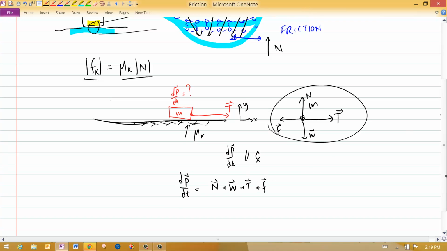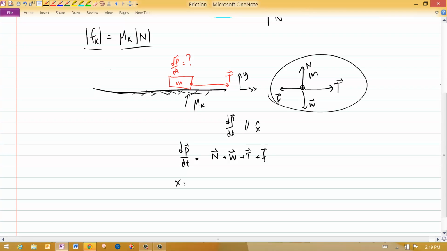Now let's see what this means in the x direction. In the x direction, I've got dpx/dt is equal to... the normal force points directly upwards, so there's a 0 x component for the normal force, there's a 0 x component for the weight, but there is an x component for the tension force. And there's an x component for the friction force, which is negative, pointing in the minus x direction. I'll call that equation number 1.